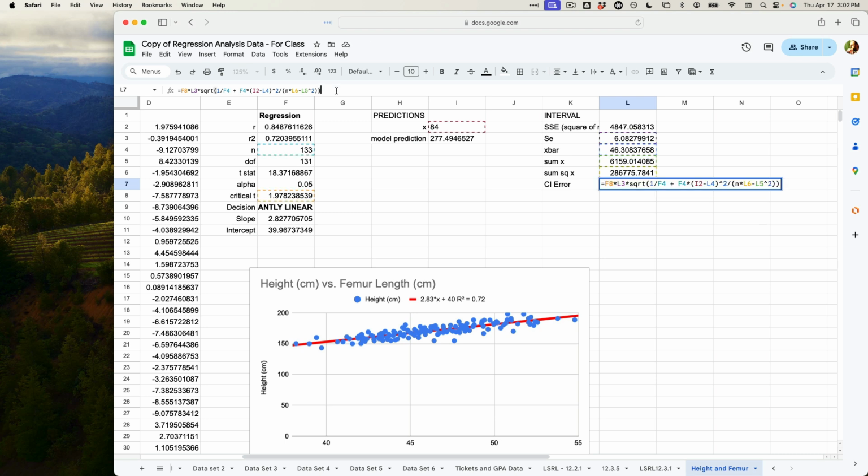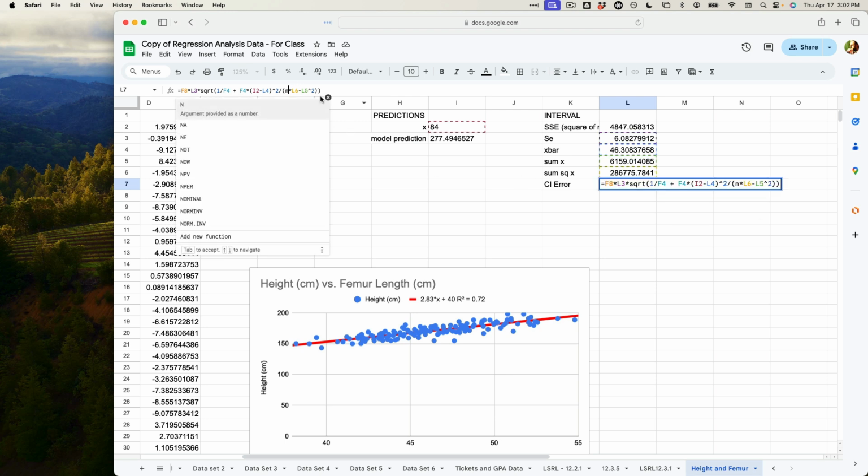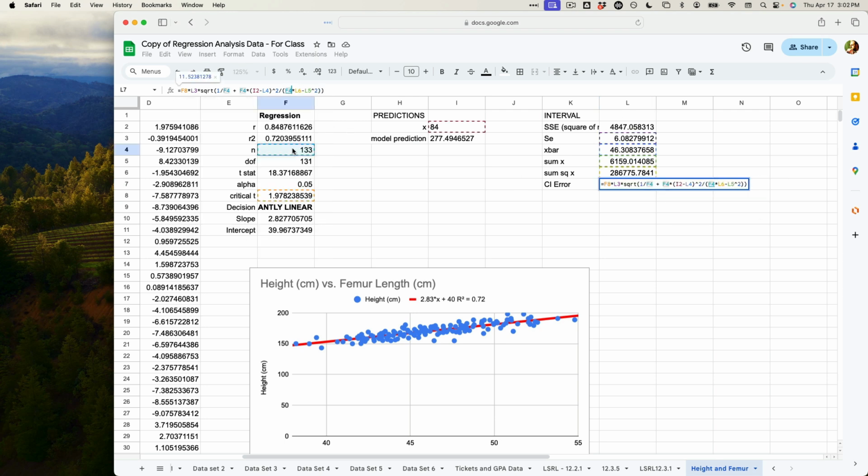Over n times L6 minus L5 squared, error unknown. Oh yeah, I cannot put n. I'm still used to Python. All right, so it gives me 11.52. That's too big. I think I made a mistake.